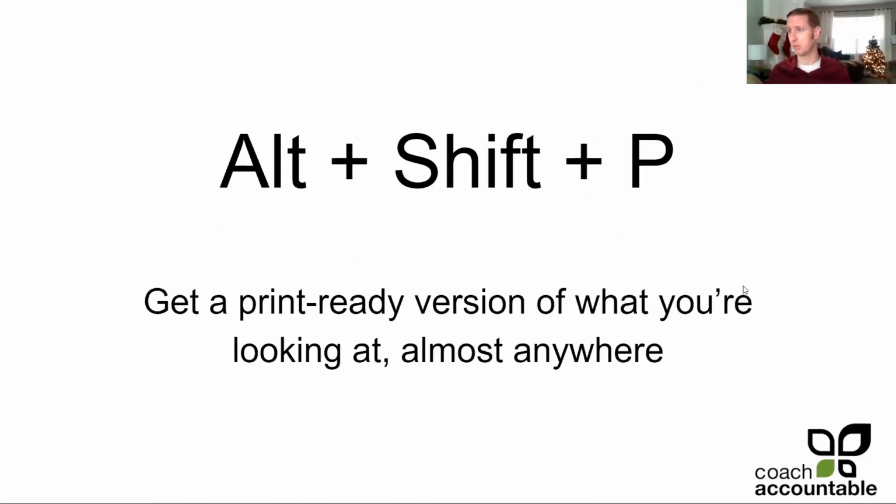Alt-Shift-P. It's a little keyboard shortcut that you can use to get a print-ready version of pretty much whatever you're looking at almost anywhere. If you're looking at a particular worksheet template, yes. If you're looking at someone's metrics tab, yes. If you're looking at a card-based listing of worksheets and agreements, no, because that would be a mess. You wouldn't want to print all those out. But if you click on one and bring it up, Alt-Shift-P, and you get it all there.